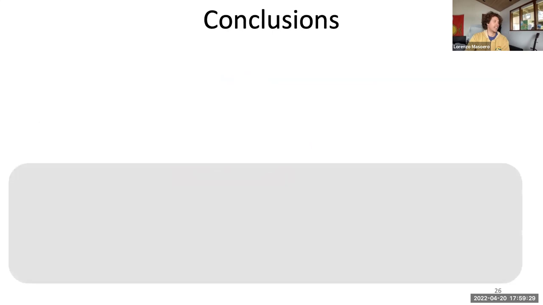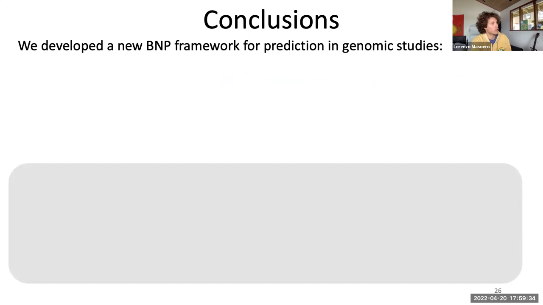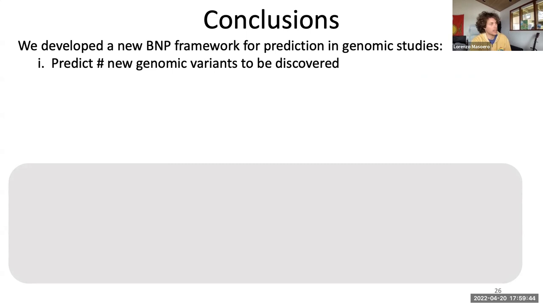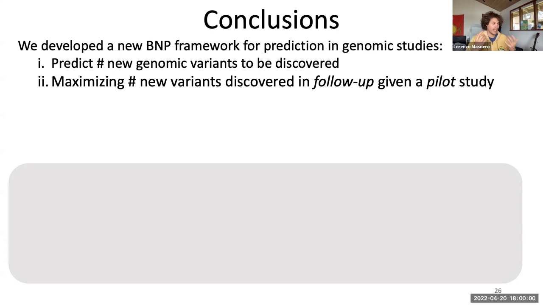I've run out of time, so I'll just wrap up with some conclusions by saying that basically, in this line of work, what we do is develop this new Bayesian nonparametric framework and apply it to prediction in genomic studies. The problems we looked at today mostly concerned prediction of the number of new genomic variants discovered. This follows naturally from the predictive laws of these BNP models. But more broadly, I think these models are interesting and powerful because they can help inform experimental design. So for example, they can help us maximize the number of discoveries if we were to enlarge this matrix, by informing us of how we should collect data.